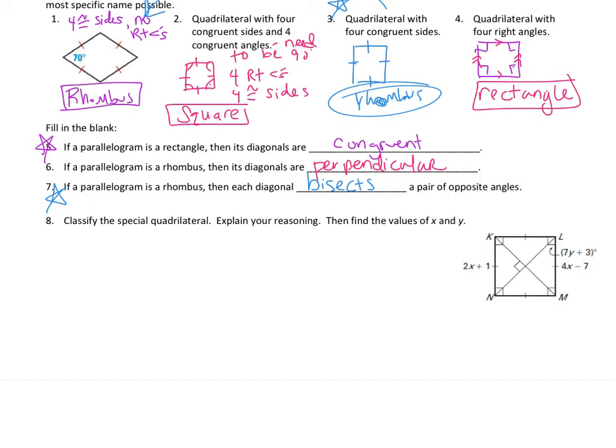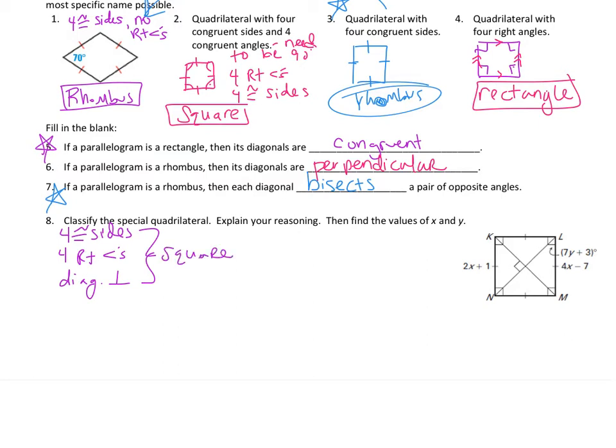Number 8, first we need to classify this picture. And in our picture, I see 4 congruent sides. We also see 4 right angles at the corners. I also see that the diagonals are perpendicular to each other. And the only shape that has all of those pieces would be the square.